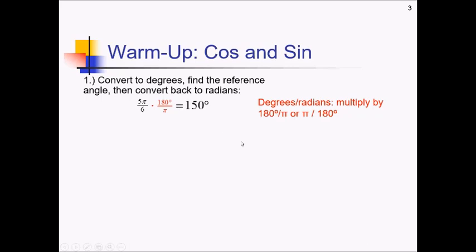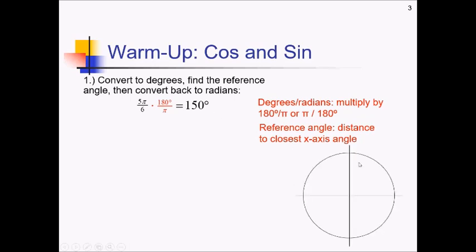Now, for reference angles, we're basically talking about the distance between your angle and the closest x-axis angle. So it helps if you've got a circle as kind of a reference to help you with reference angles. So here's a circle with some various angles. 150 degrees is over here somewhere. Now, the closest x-axis angle is 180 degrees. And to get the distance between 150 and 180, you're just doing 180 minus 150, which gives you a reference angle of 30 degrees. Next, to convert this back into radians, we have to multiply by pi over 180.